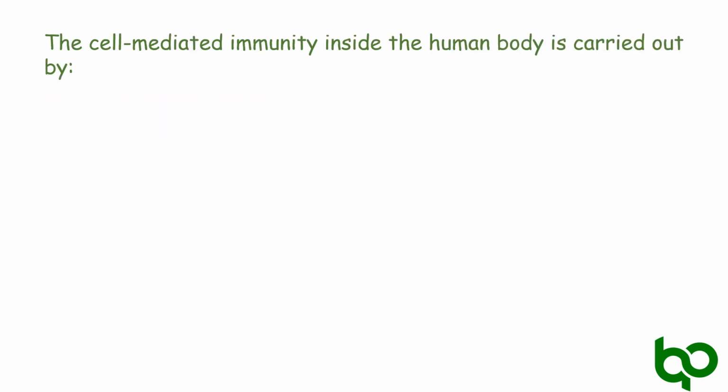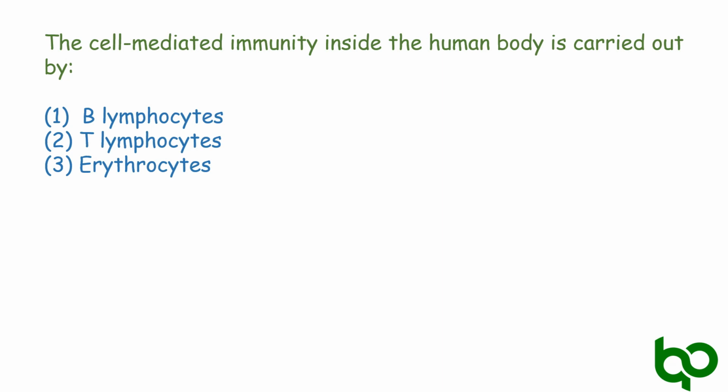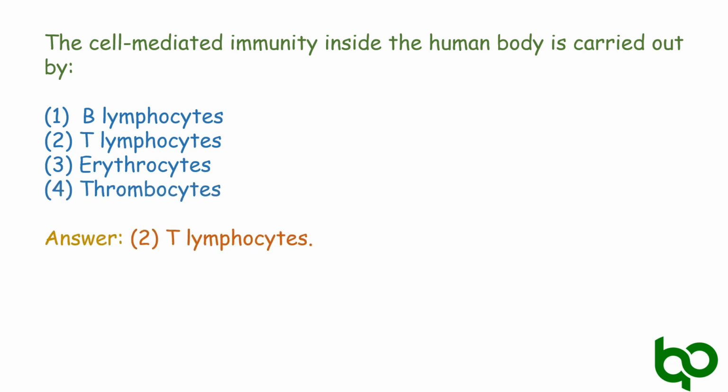Now the next question is, the cell-mediated immunity inside the human body is carried out by: option 1, B lymphocytes; option 2, T lymphocytes; option 3, erythrocytes; and option 4, thrombocytes. The correct answer will be option 2, T lymphocytes, because acquired immunity creates an immunological memory after an initial response to a specific type of pathogen, and it leads to an enhanced response when encountering that pathogen.